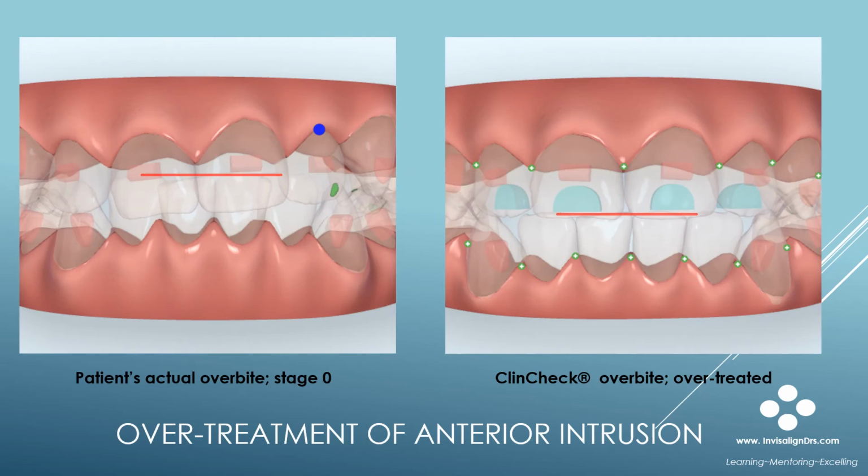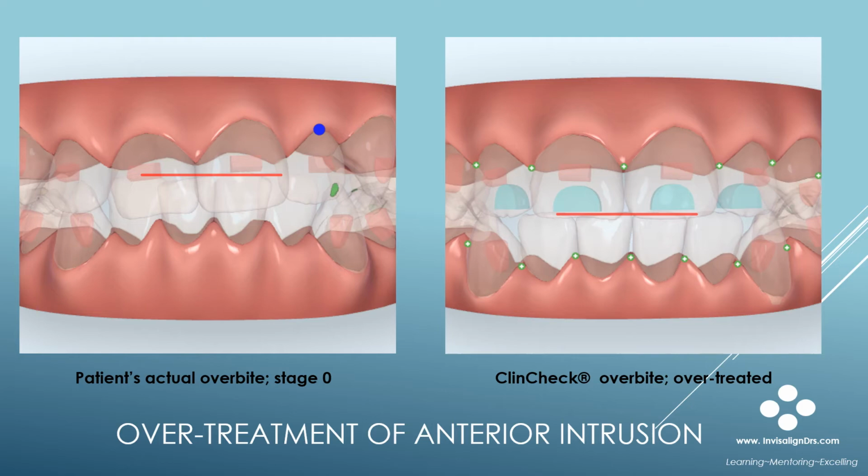Let me show you what it looks like to overtreat anterior intrusion in a ClinCheck for a deep bite case. The left graphic shows the overbite before any correction. It is at stage zero of the ClinCheck. The red line is on the incisal edges of the lower anterior teeth. The right image shows what a ClinCheck should look like when you overtreat the anterior intrusion. The red line again is on the incisal edge of the lower teeth.